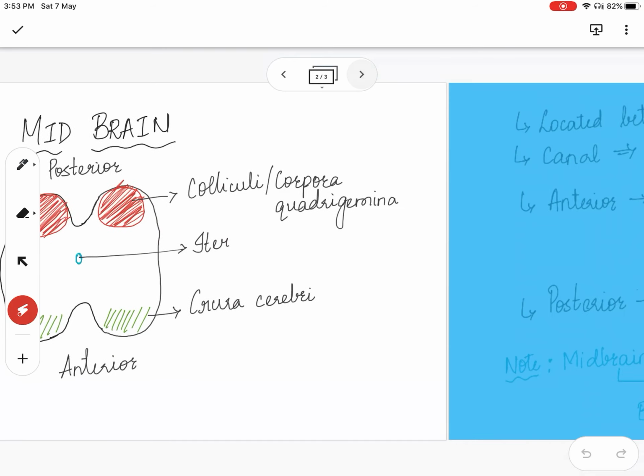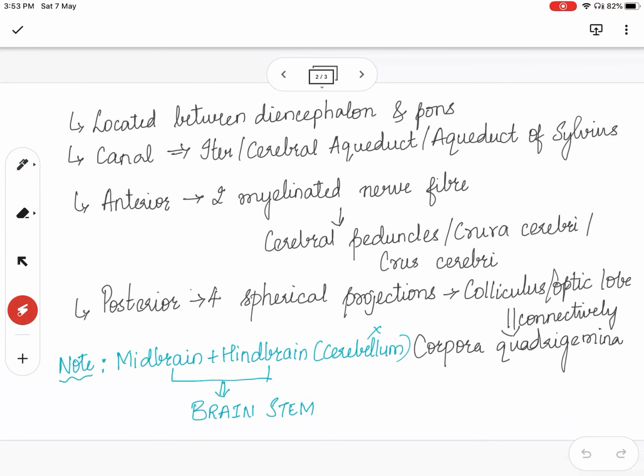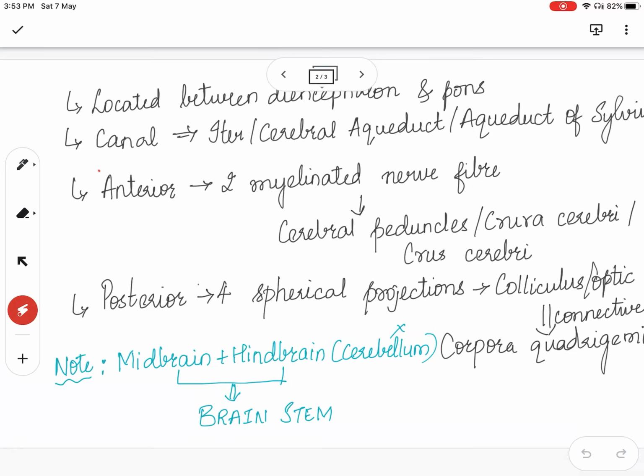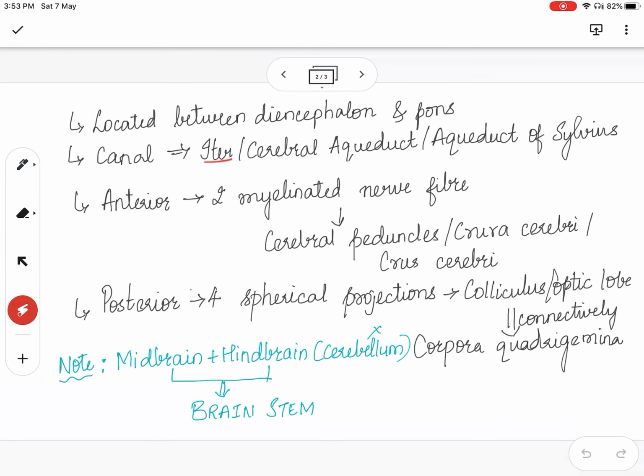Okay, so if you look at the notes over here, what did we start with? Where is the location of midbrain? Diencephalon of forebrain, pons of hindbrain. There is a canal, correct? So the name of the canal is iter, through which the midbrain is going to pass, also called cerebral aqueduct or aqueduct of Sylvius.